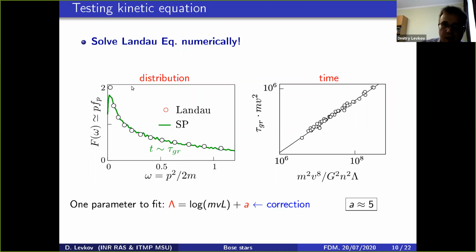and in reality the Schrödinger-Poisson system doesn't develop a singularity, it creates a Bose star. So it is correct to estimate the time of evolution simply from the kinetic equation. And this is a comparison of the time of evolution from the kinetic equation, on the horizontal axis, and from direct simulations. And there is an agreement again.